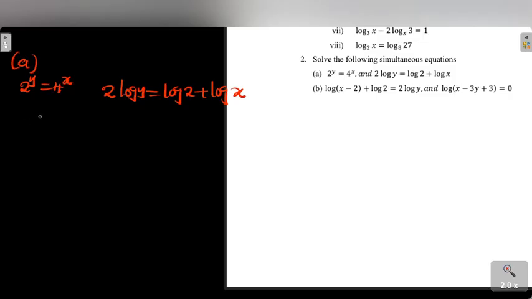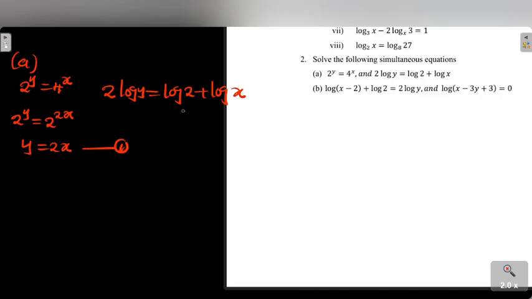Now this is a simultaneous equation, meaning that we are going to form two equations. For the first part, we have an exponential function, so this can be written as 2 to the power y, which will be equal to 4, written as 2 to the power 2, then remember there is an x, so it will be 2 to the power 2x. So you can see that y will be equal to 2x. This becomes our first equation.